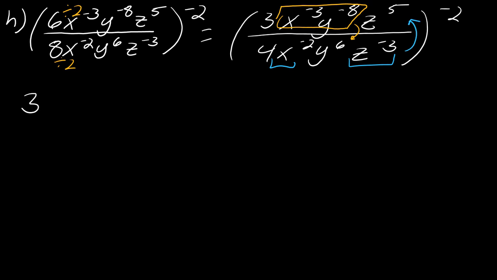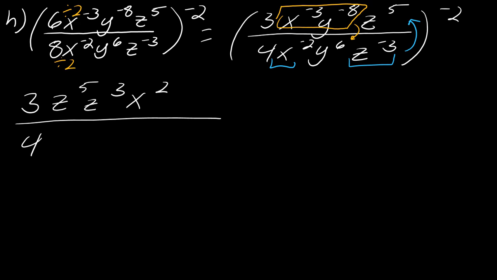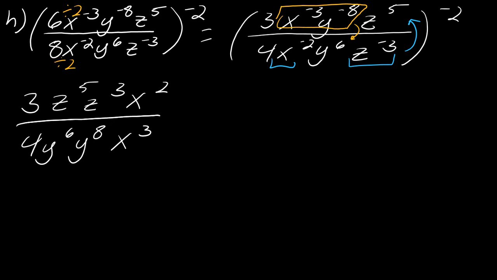So this is 3z to the 5th, and I'm going to put that z to the 3rd next to it. And then I'm also going to bring that x squared here. And then down here, let's see, I had this y to the 6th. I'm going to bring that y to the 8th down next to it, and then I will set that x to the 3rd here. And let me make that a little shorter.